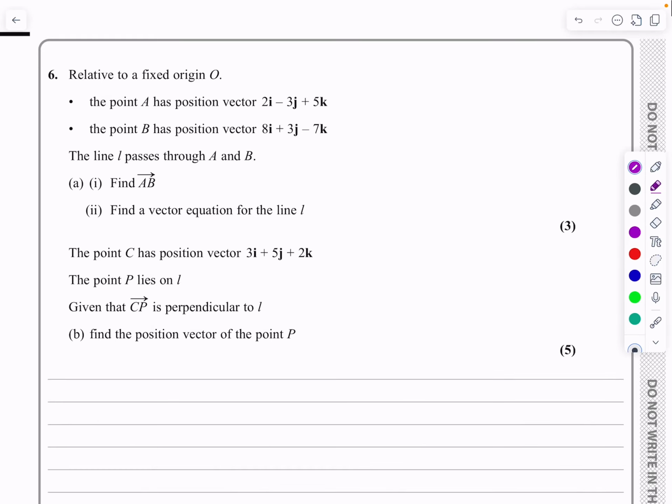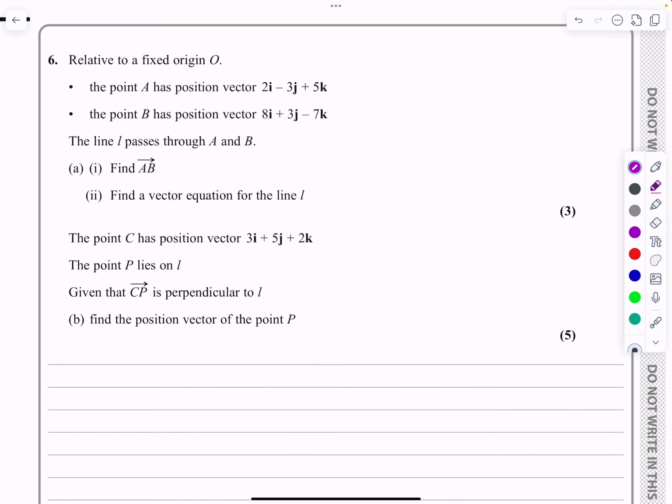Okay, this is the P4 paper from January 2023. It's question number 6, which is a vectors question. First part is finding the vector equation of a line in 3D, and then we're going to be solving some geometrical problems in 3D. But let's have a read through of it and get started.